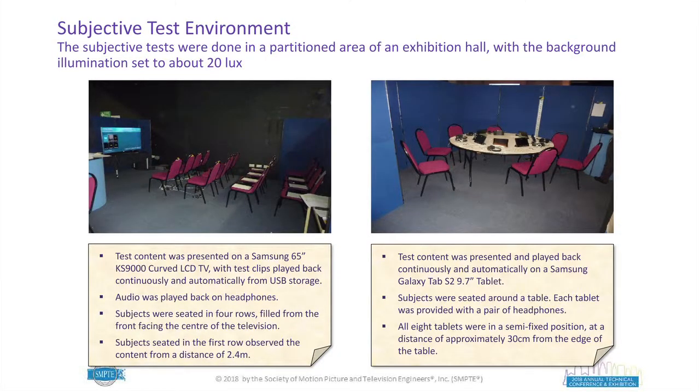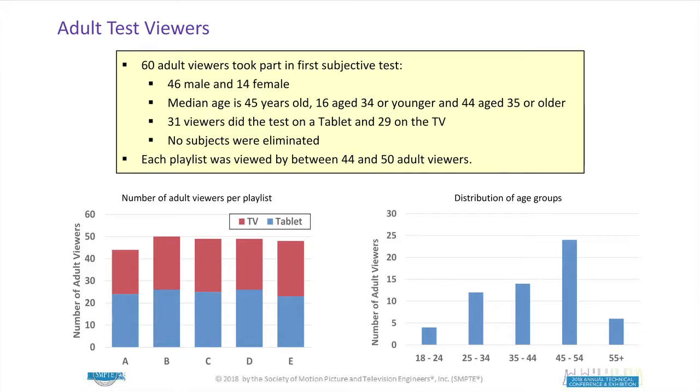This is the environment. The picture on the left shows the setup for the TV test, and the picture on the right shows the setup for the tablets, with some information on the devices and the tablets that were used. Some stats on the adults: we had 60 adults, 46 male, 14 female. The median age was about 45 years old. We had 16 aged 35 or younger, and 44 aged 35 or older. Again, we tried to get it balanced, with an equal number of subjects who did the test on the tablet and on the TV, and we had no subjects eliminated throughout the process.